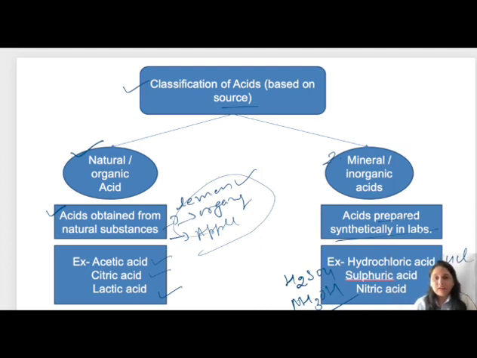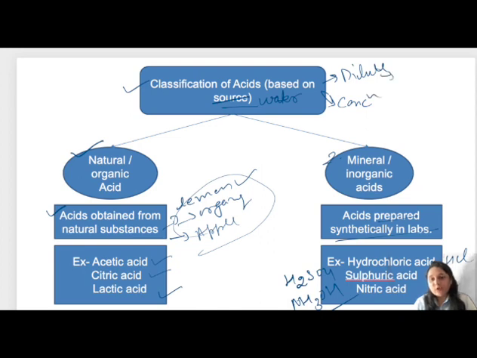And there's one more thing: we can also classify acids on the basis of water. If we are talking about the water quantity in the acids, we can categorize them into two parts. One is dilute and the other one is concentrated.